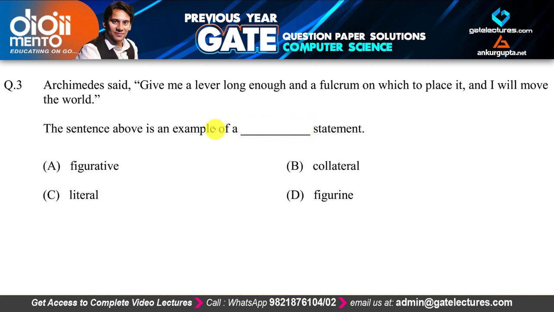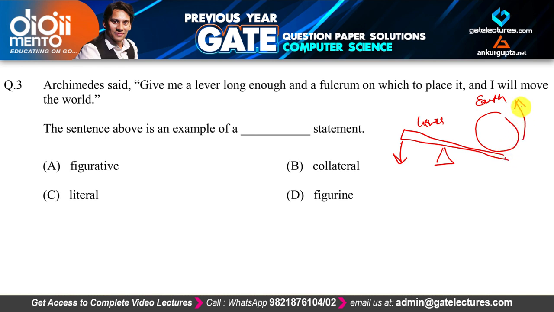Next, Archimedes said, give me a lever long enough and a fulcrum on which to place it, and I will move the world. If you take the literal meaning of this sentence, if this is representing the earth or the world, this is representing a lever, and this is representing the fulcrum. Okay, so he's saying that if you give me a lever long enough, then I can move the world. So I can take this world up, but this is not possible.